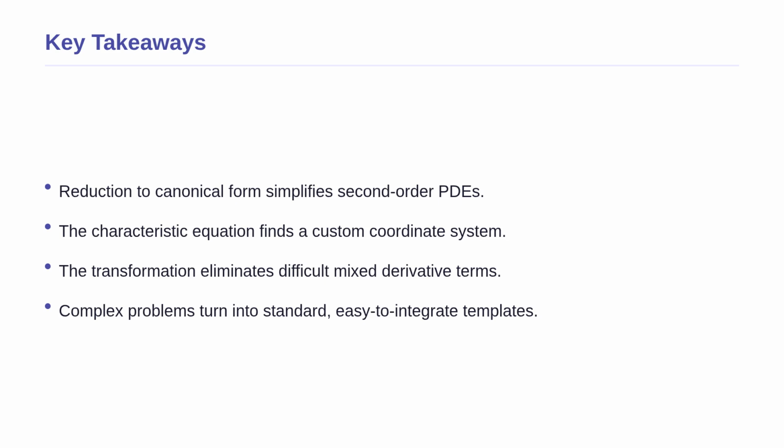Let us summarize what we have learned. Reduction to canonical form is the ultimate simplification tool for second-order partial differential equations. By solving the characteristic equation, we discover a custom coordinate system that perfectly aligns with the natural behavior of the equation. This transformation systematically eliminates the difficult mixed derivative terms that tangle our variables. Ultimately, it turns complex, unsolvable problems into standard templates that are easy to integrate and understand. You now have the tools to untangle these equations yourself.